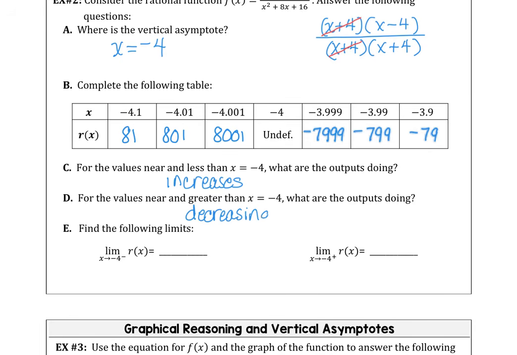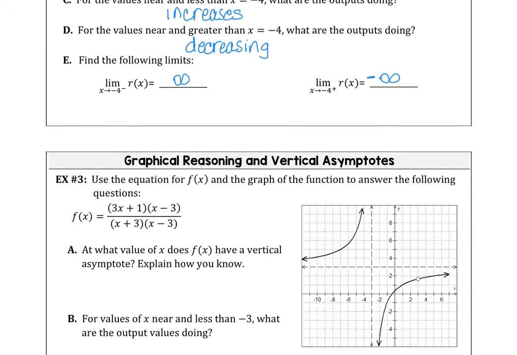And then we can write the limit statement. So the limit as x approaches -4 from the left is going to positive infinity. And the limit as x approaches -4 from the right, the y values are going to -infinity. So we're using the table to answer the questions related to the rational function. Let's see what example 3 has in store.